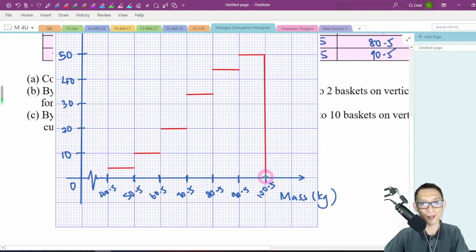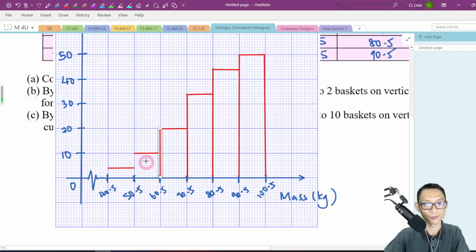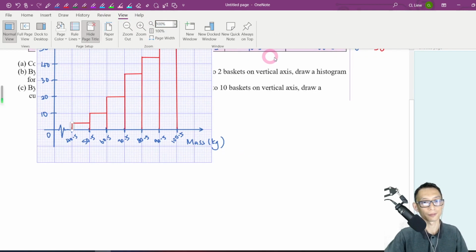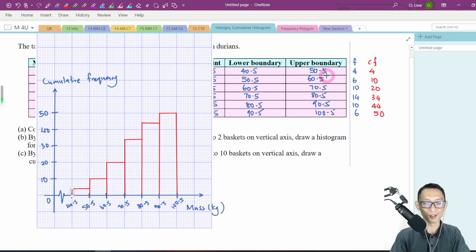So the next step, just do as what we did just now. Okay, this is the cumulative histogram, the answer for part C. Let me double check. Correct. So this is how we construct a histogram and a cumulative histogram. Now let's learn one more thing: how do we draw a frequency polygon?